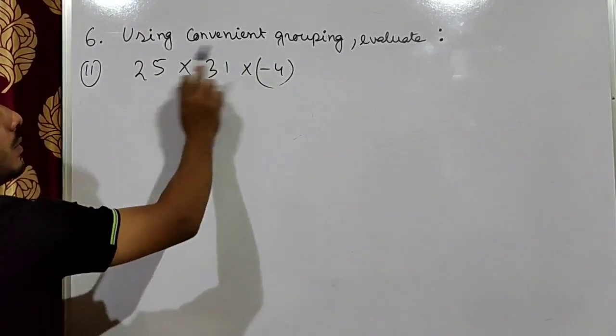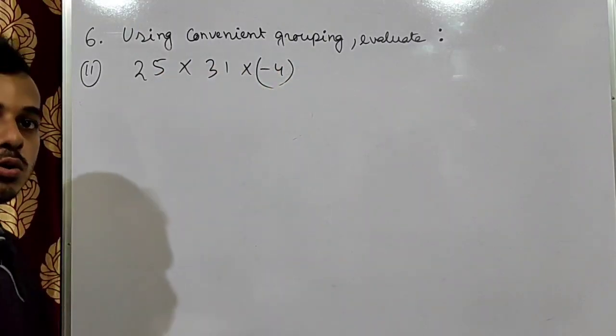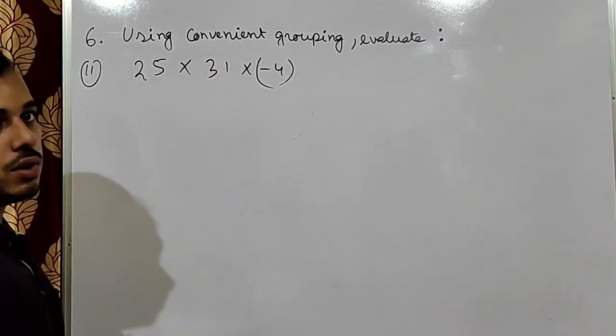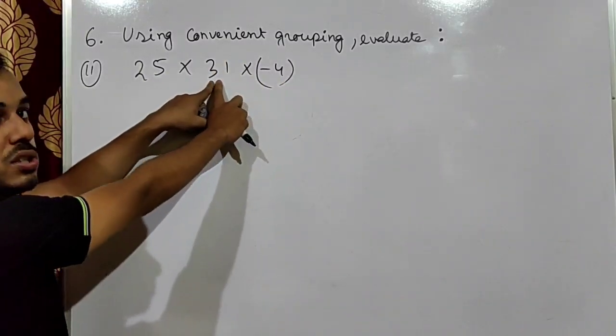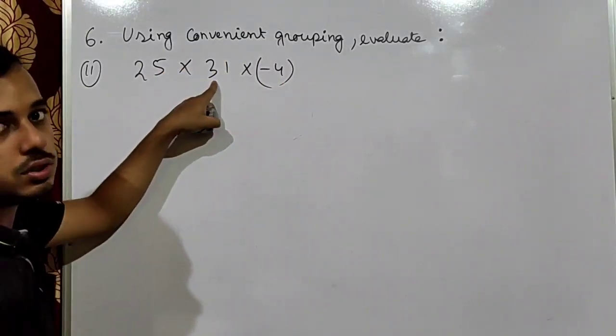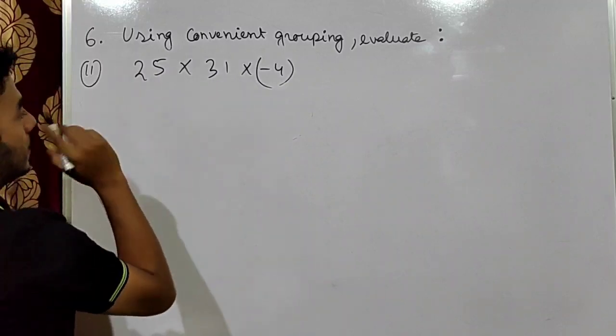Now I have chosen these two numbers, 25 into 4. I know 25 into 4 is 100. Now, if the product of these two numbers is 100, I will directly put this number and directly put these 2 zeros. So I will get the result.